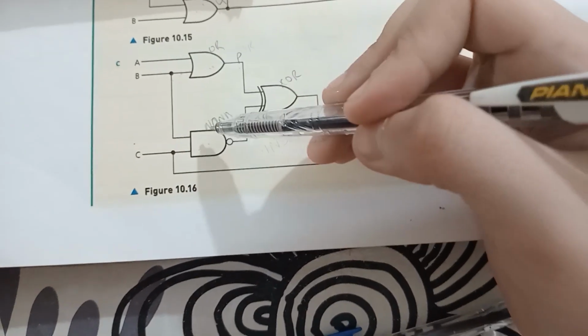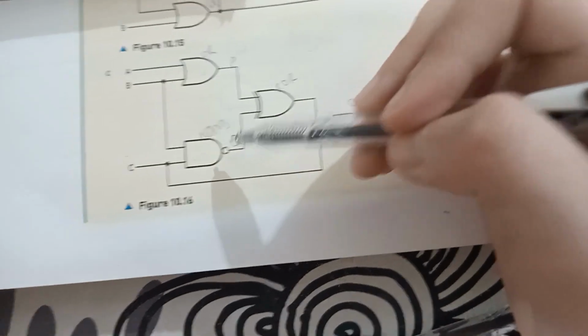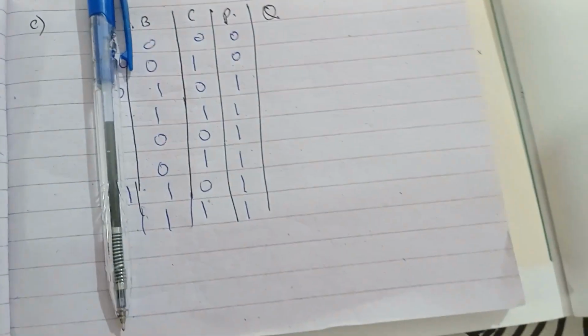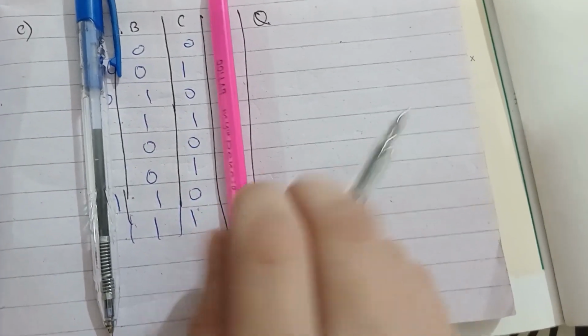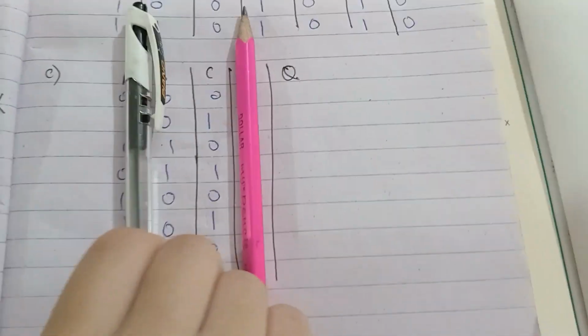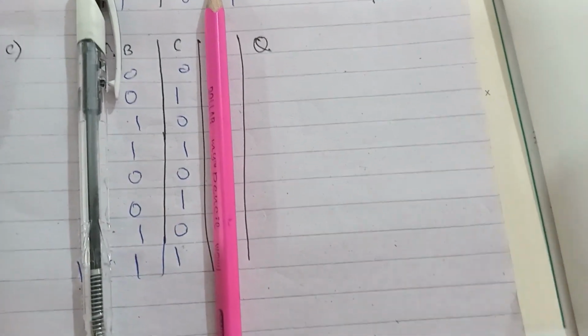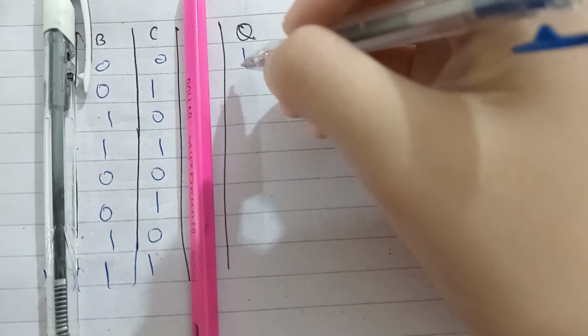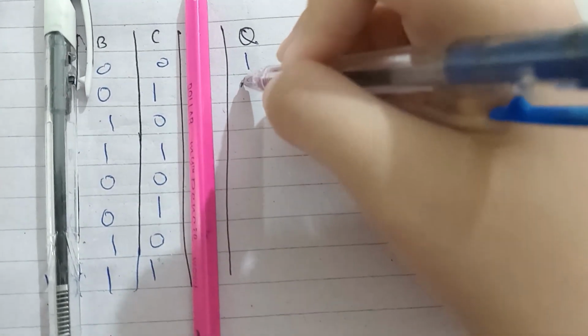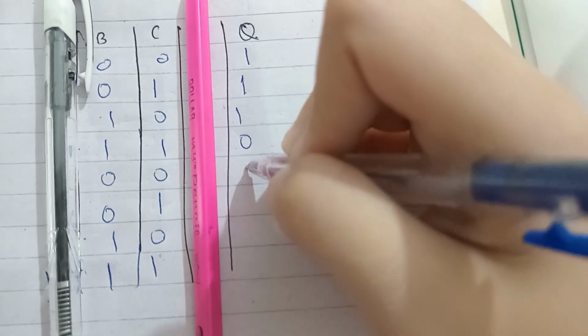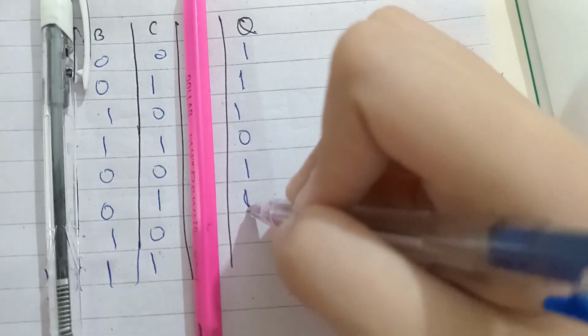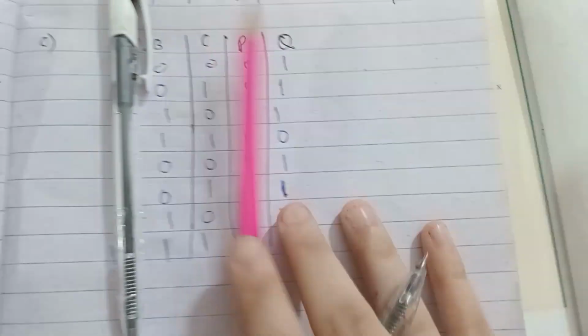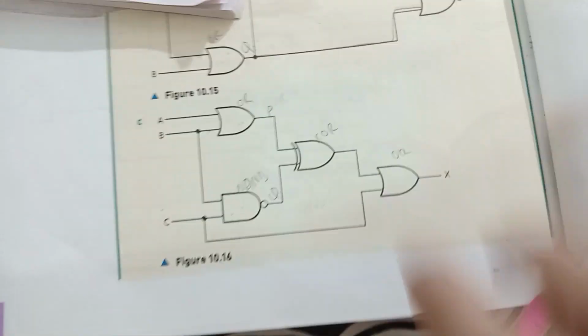B and C, there are NAND. This is the NAND gate. B and C are NANDed, and then Q. So B and C will be working with the NAND gate. The NAND gate is the opposite of the AND gate. I'll write 1 here, 0, and then 1. Yes, 1, 1, 0. Now let's see.